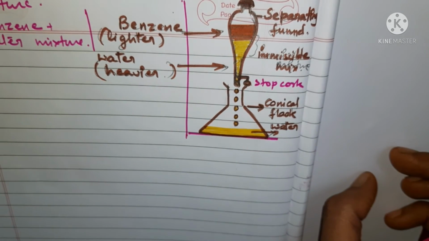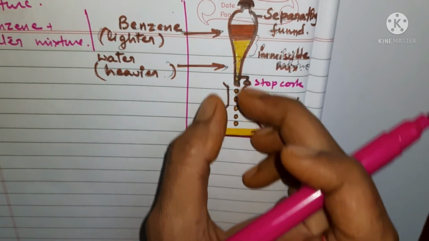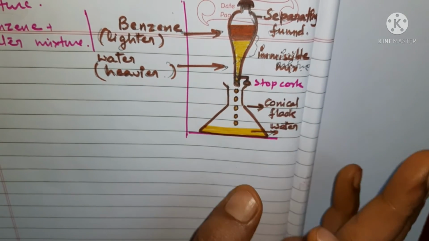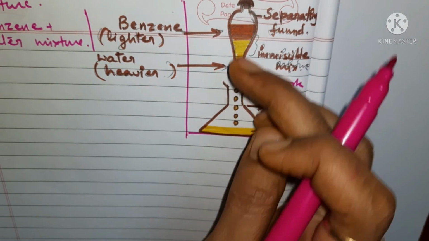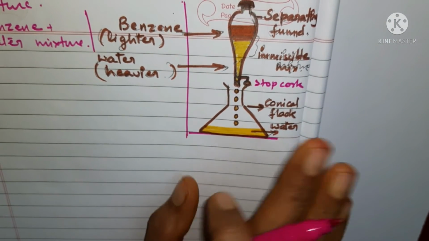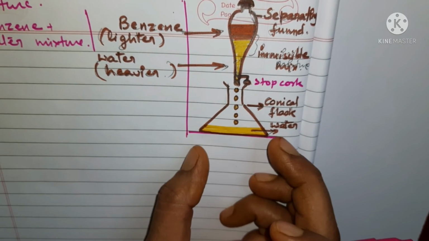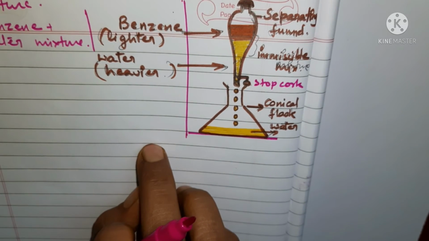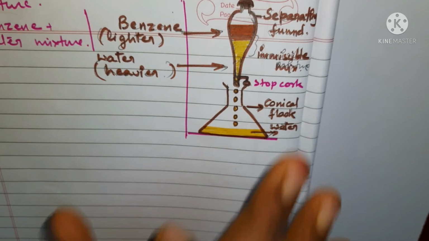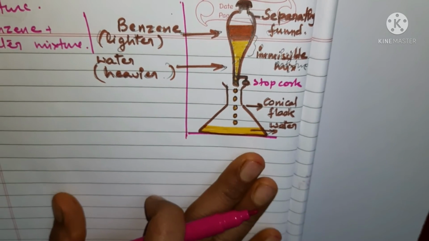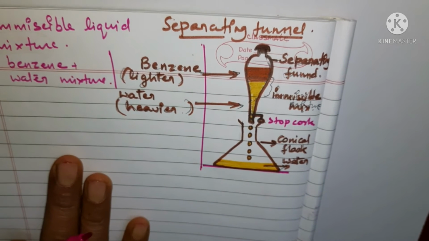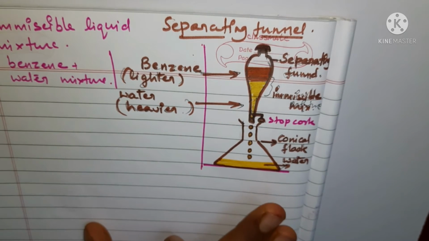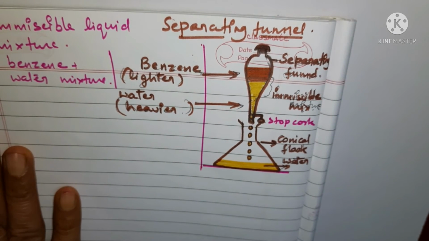You have to take this flask away, keep another flask, and take the other part, that is the benzene. Allow this stopcock to move, and then allow the benzene to move drop by drop into the flask. So you are going to use two different flasks. In one flask we collect the water, and in the other flask we collect the benzene. This is how you are able to separate a mixture of two immiscible liquids. And it all depends upon what? It depends upon the density of the constituent liquids.